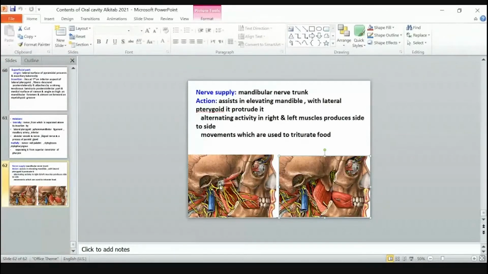So contraction of it pulls the neck forward, so leads to protrusion of the mandible, and the upper fibers usually lead to slight elevation of the mandible. Both medial and lateral pterygoid, when they act with each other, lead to slight side-to-side movements of the mandible.